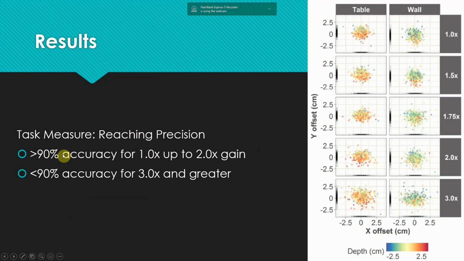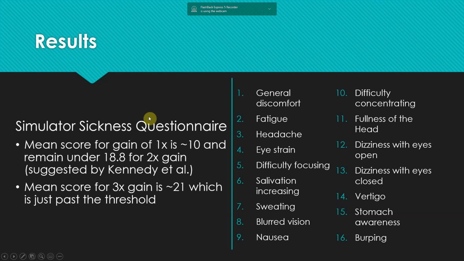For reaching precision, they noticed more than 90% accuracy from 1x to 2x gain. In the graph, blue to red is the range of the depth that they pressed for the cube. It's interesting to note that for the table they pressed more, while on the wall they were hesitant to press inside.